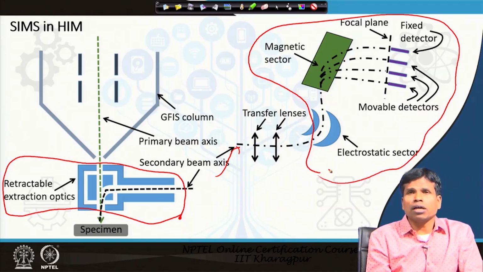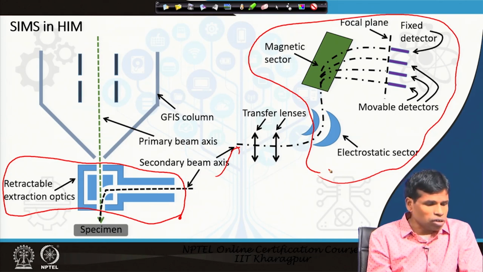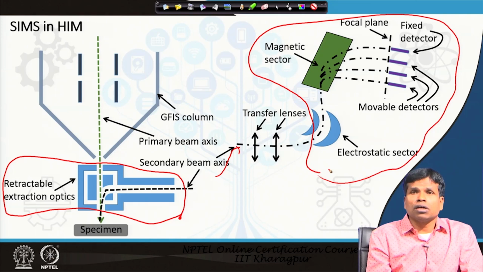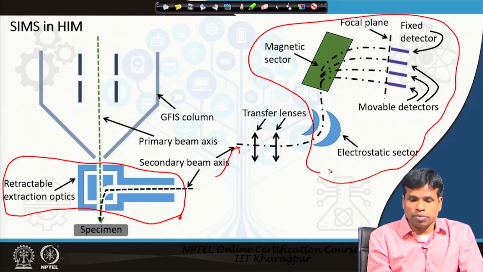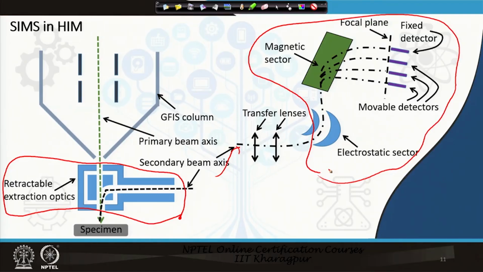Similarly, time of flight offers a good, wide range of mass measurements, and that allows us to measure molecular ions with a larger mass. But again, it cannot do scanning, and simultaneous measurement of different ions is also difficult.